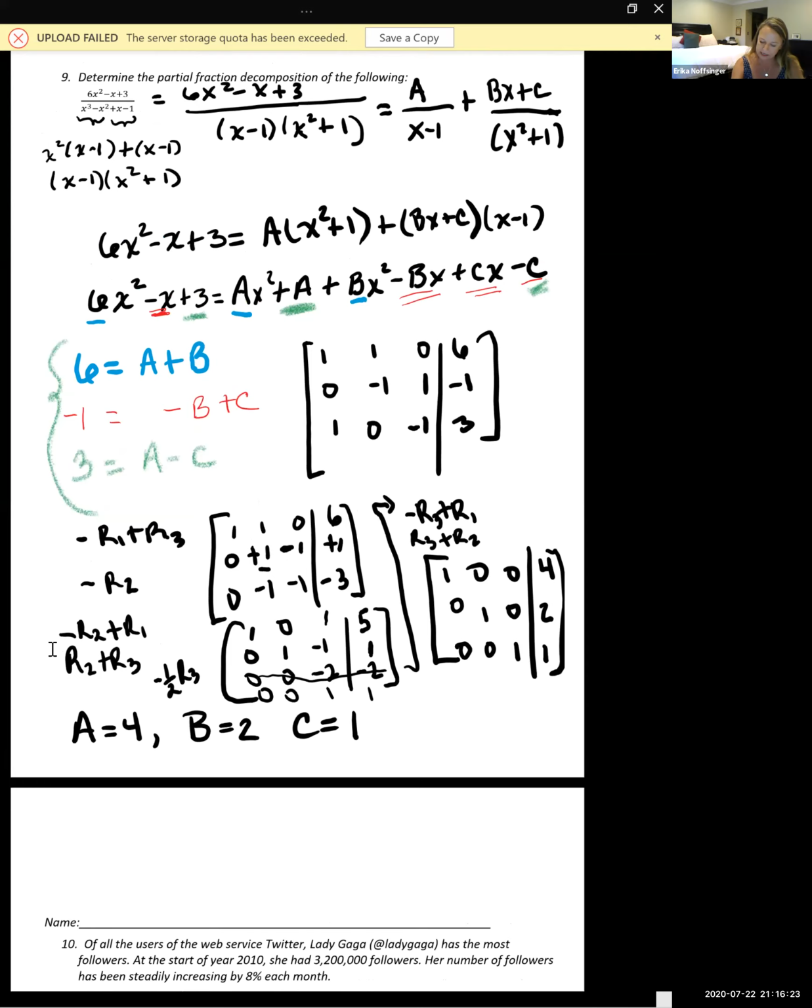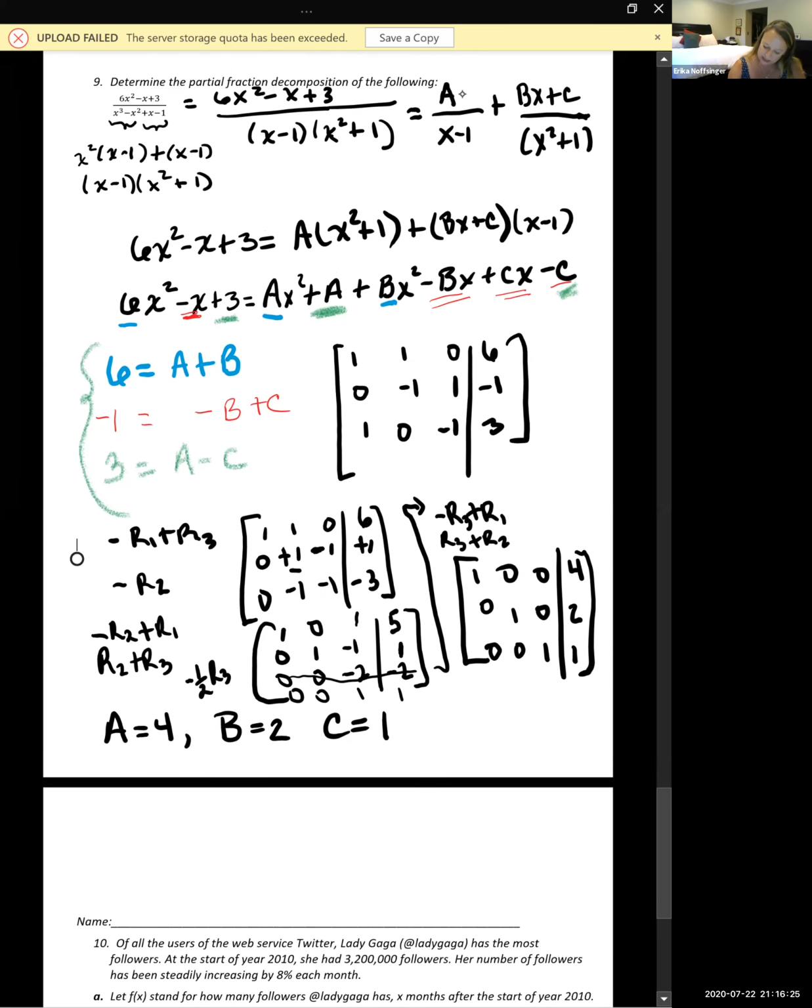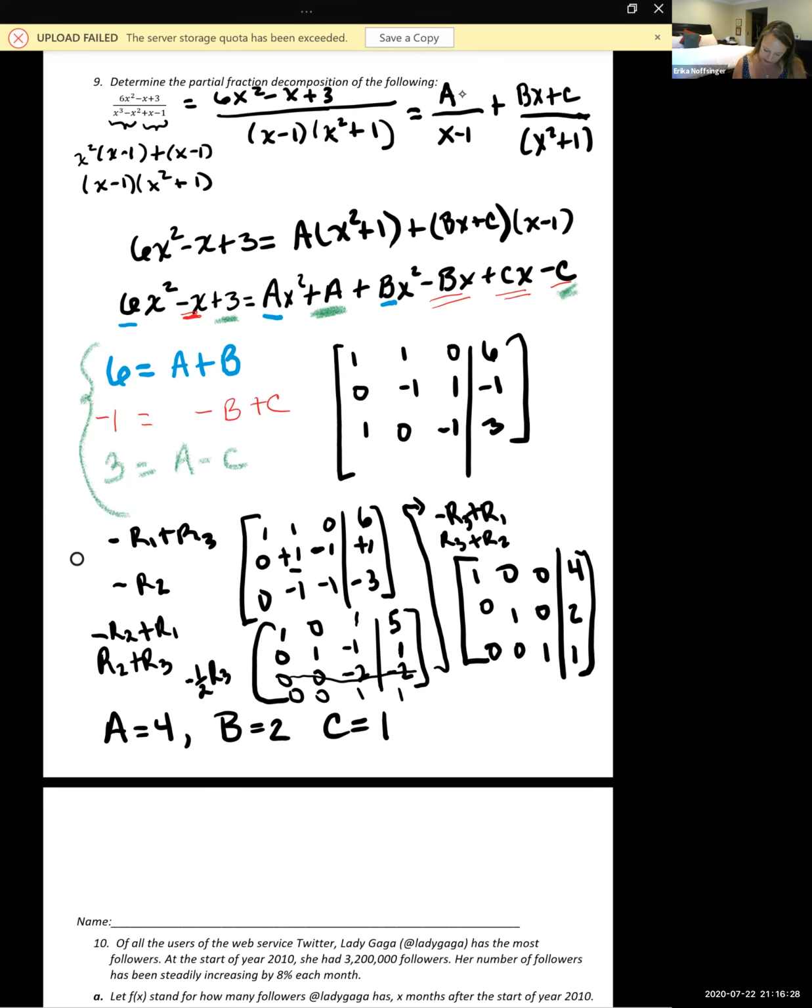So back up here, plugging in our values, our expression is A, which is 4, all over x minus 1, plus B, which is 2, times x, plus C, so plus 1, all over x squared plus 1. This is the same thing as our rational function we started with.